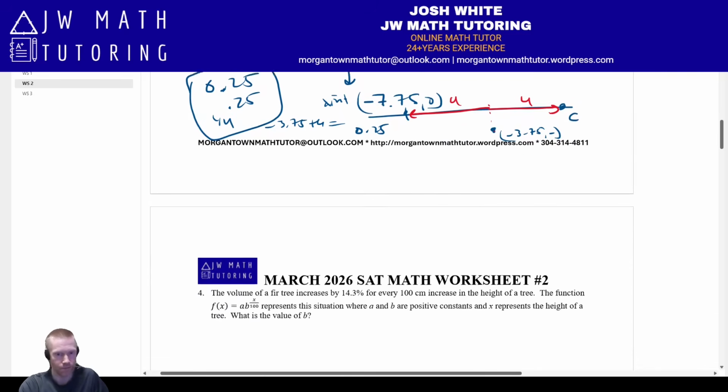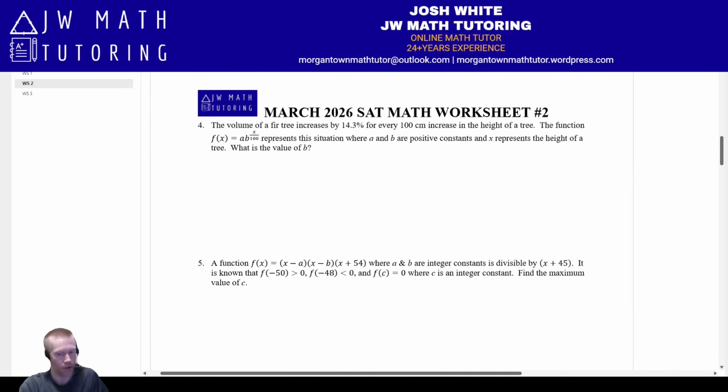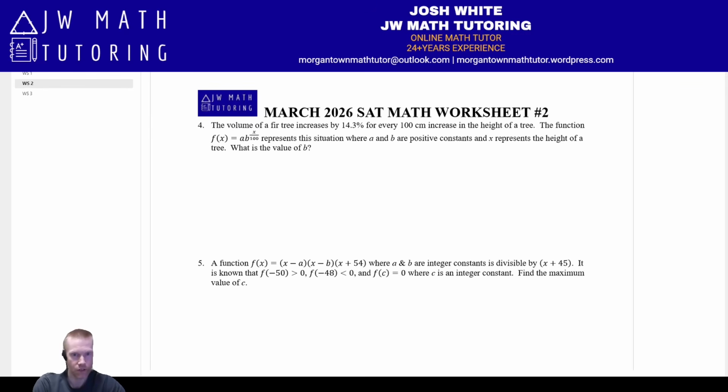All right, let's go to the top of the next page. Question number 4. Here we have an exponential function. Basically, you have the general setup of the equation here with some constants in it. It's increasing 14.3% for every 100 centimeter increase. What is the value of b here?